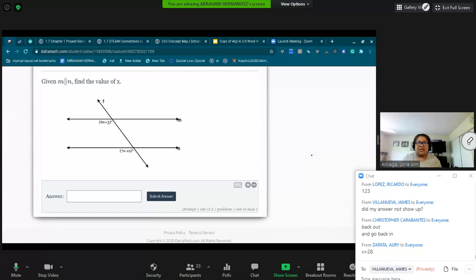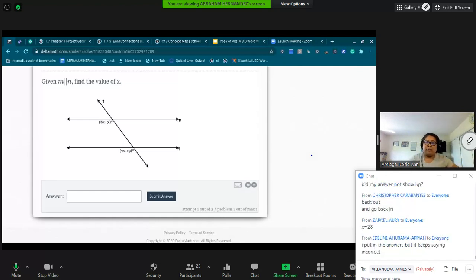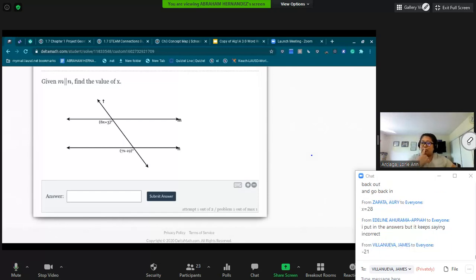Are we on the next one? Yes. So these two angles are what kind? One is in, one is out. So if it's an in and an out pattern on the same side, I put in the answers, but it keeps saying incorrect. So what could we be doing wrong, Adeline? I'm not sure. Okay, negative 21.